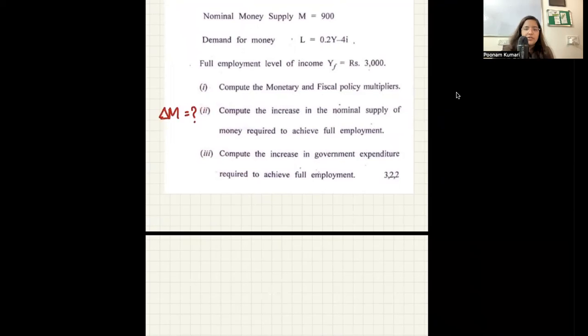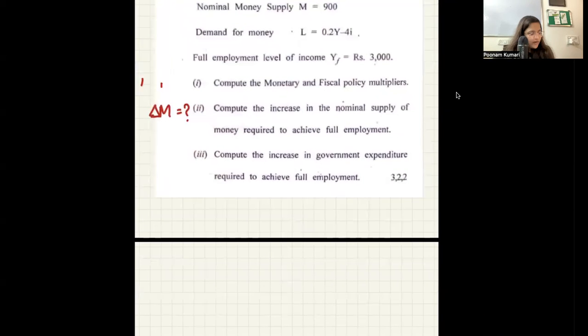And here, so basically here you have to find the multipliers. Here they are asking कि nominal supply of money में हम लोग कितना increase करें ताकि हमारा full employment level of income achieve हो जाए. And the third part is saying compute the increase in government expenditure which is required to achieve full employment. Full employment या फिर you can say full employment level of income.